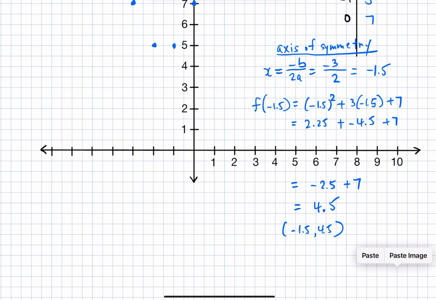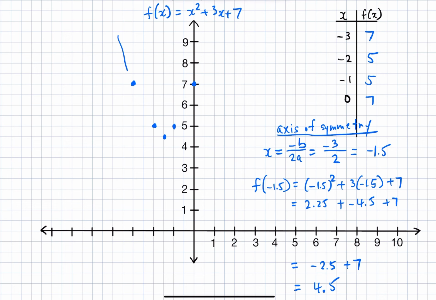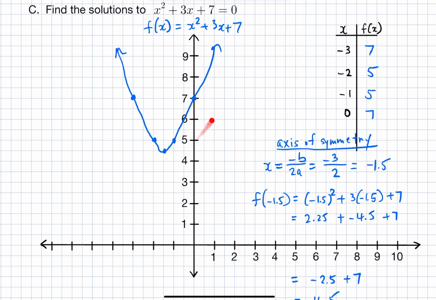Okay, so what this is telling me is that my vertex is going to be at negative 1.5, comma 4.5. So if we went ahead and plotted those, negative 1.5 is going to be right about here, and then positive 4.5 lands us right there. Okay, so we can plot a point here, and then what we see is our parabola looks something like this. All right, so we basically went through all that trouble to graph this parabola, and what we notice is that this parabola does not intersect the x-axis.